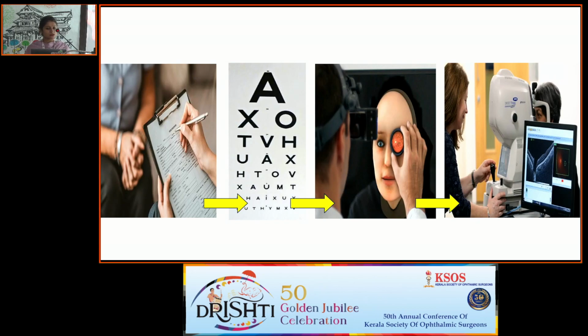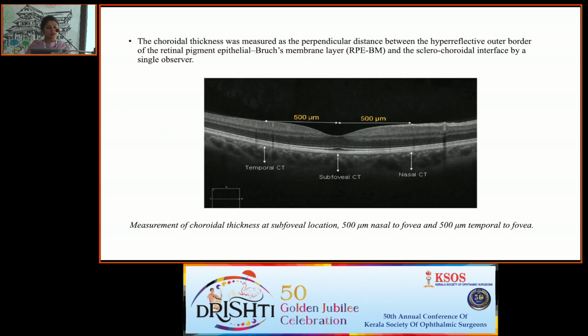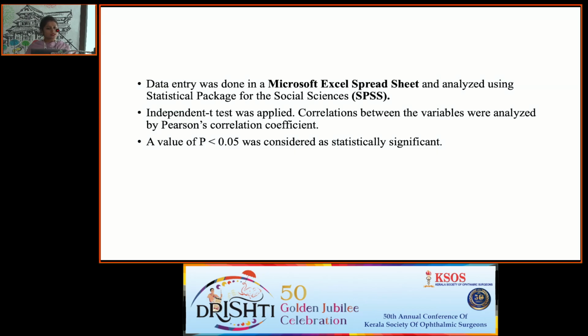After obtaining the written informed consent, we did BP measurement, visual acuity measurement, then indirect ophthalmoscopy, and finally we did an OCT scan on them. We measured the choroidal thickness in 3 locations, that is subfoveally, then 500 micrometers nasal to the fovea and 500 micrometers temporal to the fovea. And this is how we measure the choroidal thickness. That is a perpendicular distance between the hyperreflective outer border of the RPE-Bruch's membrane to the sclerochoroidal interface, and it's done by a single observer. Finally, the data entry and analysis were done using the SPSS software.